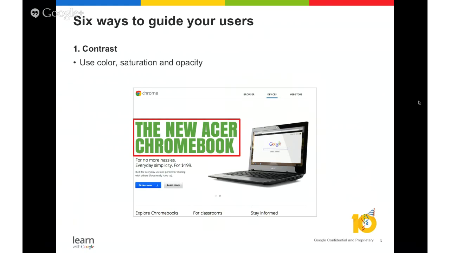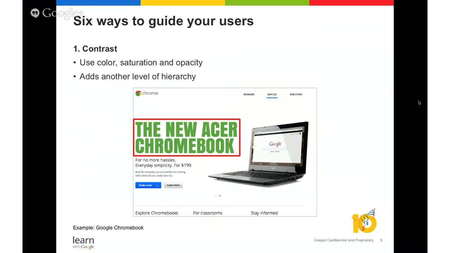All right, so number 1, contrast. What's most important on your page? You can use color, saturation, opacity to really make sure that you're juxtaposing the key elements on your page and make what's most important pop.